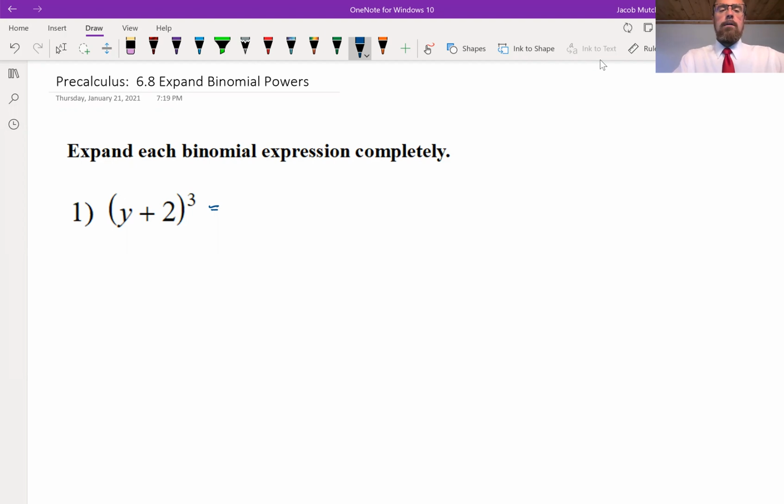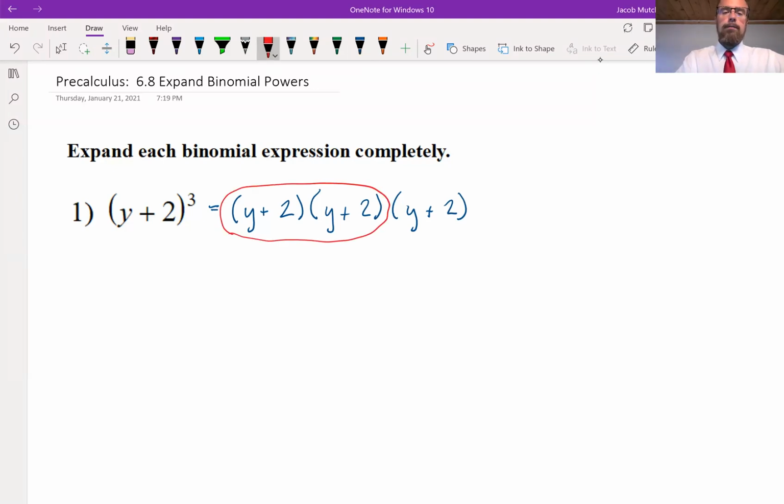So if I think literally what y plus 2 to the power of 3 represents, it's really y plus 2 times itself 3 times. So I can record it as y plus 2 times y plus 2 times y plus 2. So I want to multiply that. And the way that I would approach it is piece by piece. I would start by taking two of these binomials and finding their product.